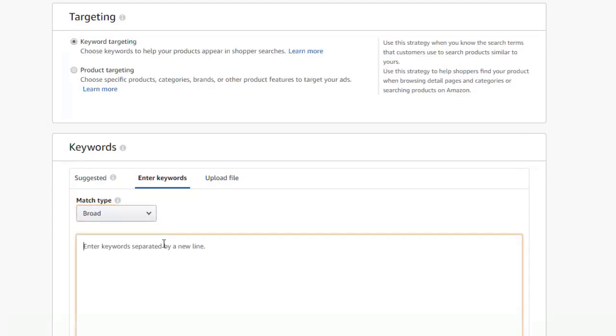So how do you find keywords? The tool that I use is Dave Chesson's Rocket tool, Rocket 2.0, which is fantastic. And if you would like, I could share a link to it.